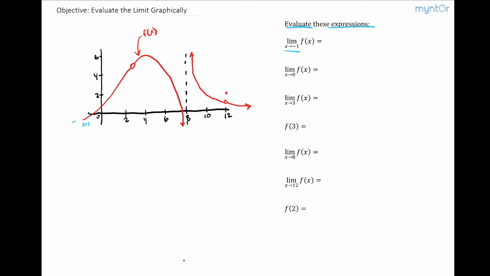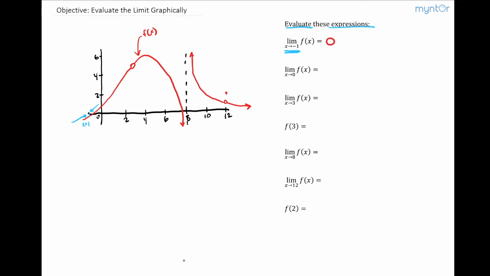As x gets closer to negative 1 from the left, and as x gets closer to negative 1 from the right, it looks like f of x is approaching a value of 0. And so we would write that over here, where the limit as x approaches negative 1 of our function f of x in red is going to be equal to 0.